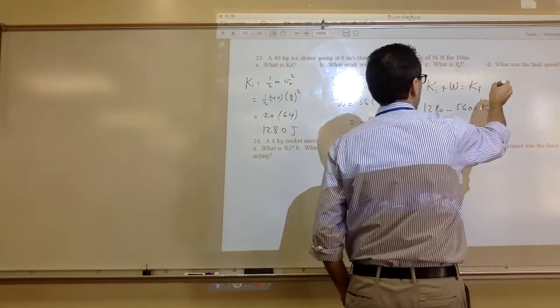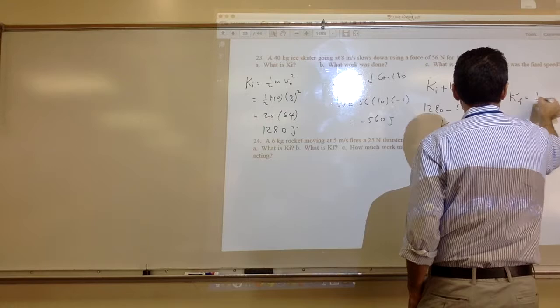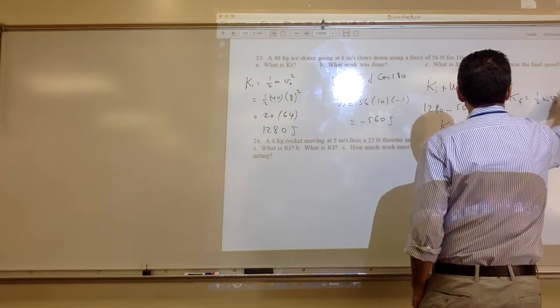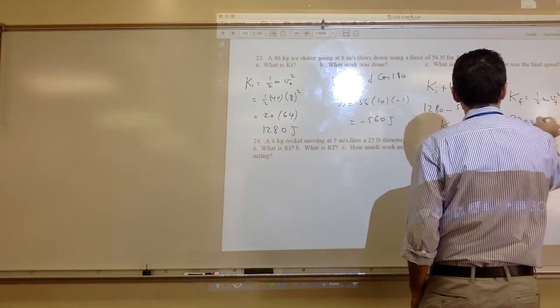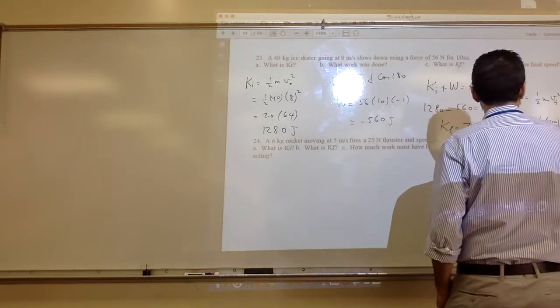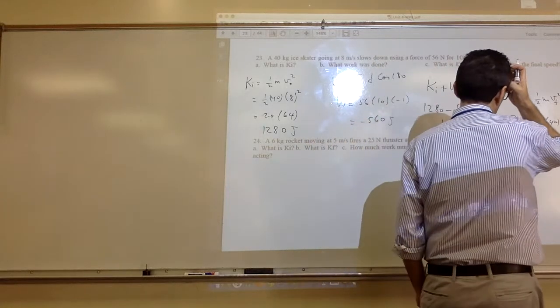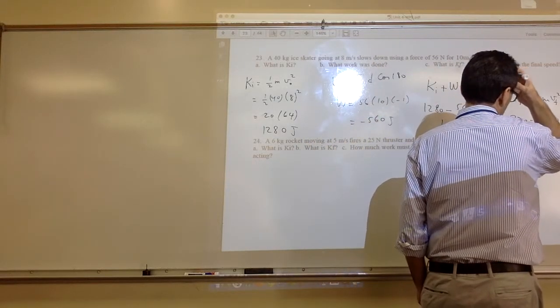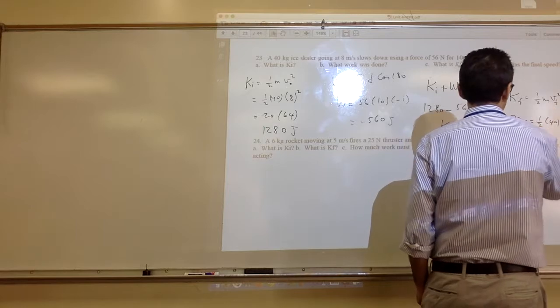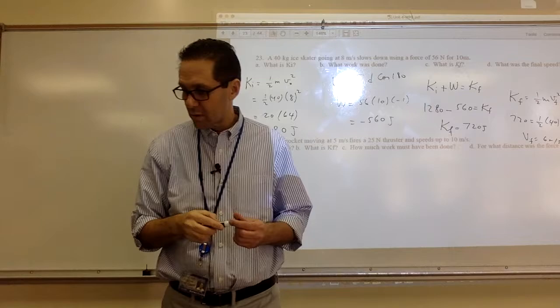Now to find the final velocity, just write the kinetic energy formula. So 720 equals 1/2 times 40 times vf squared. So that's going to be 720 over 20, so that's 36, I think. So vf is 6 meters per second. So let's make sure this, yep, that's it.